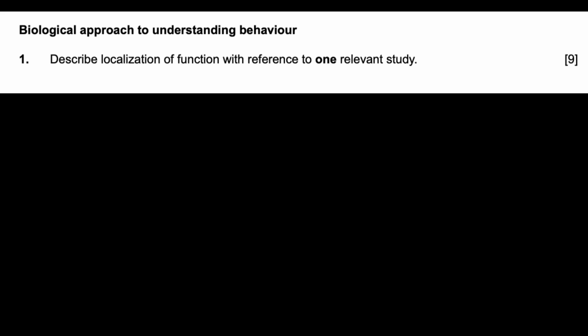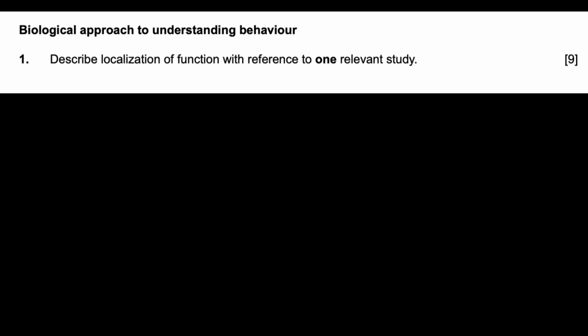Now in paper 1, there are 2 types of questions, the 9-mark questions and the 22-mark questions. Let's take a look at how to answer the 9-mark questions first. So let's say that this is the question. It is asking us to describe the localization of function with reference to one relevant study.